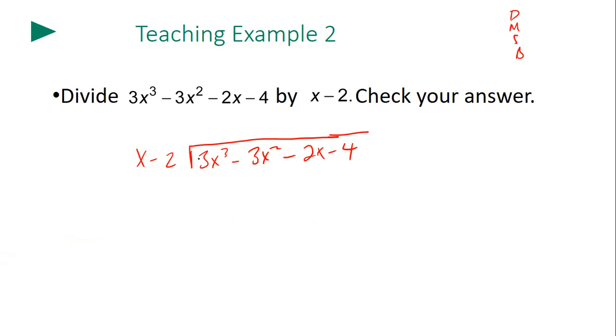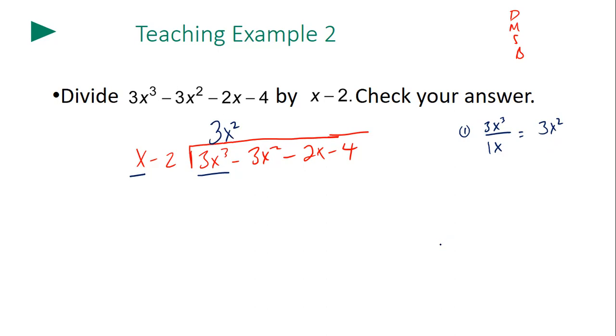So the first thing you do is always based on your leading term. So I'm dividing 3x cubed by x. Either in my head or on my paper, I need to write 3x cubed divided by x. What is 3x cubed divided by x? What's 3 divided by 1? 3. What's x cubed divided by x to the 1? x squared. So the first piece of my quotient is 3x squared.